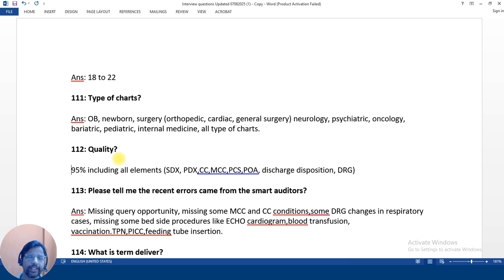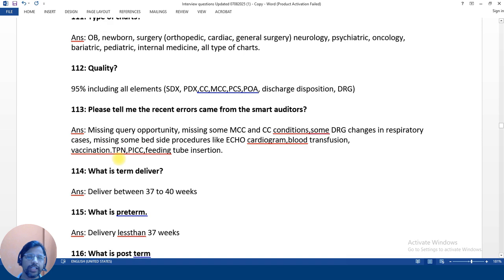So what is quality? How much quality have you provided in your previous company? Okay, just tell them. So I have provided 95% plus, including all elements: SDX, PDX, CC, MCC, PCS, POA, discharge disposition as well as DRGs. Okay.